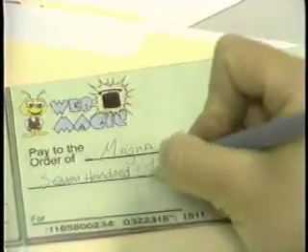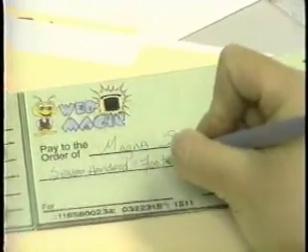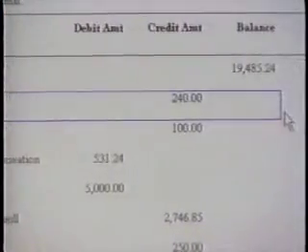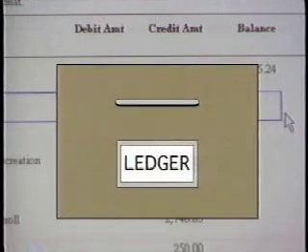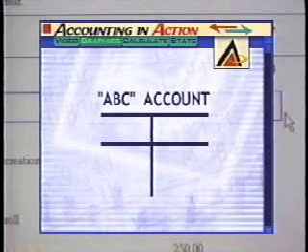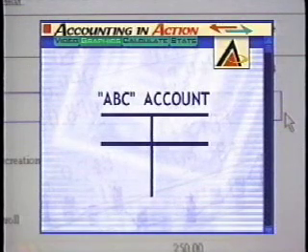To give a picture of the activity in a particular account, each transaction must be posted in the company ledger. Think of the ledger as a file drawer with pages. Each page is an account. To make analyzing transactions easier, accountants have developed a tool. It's called a T account and is nothing more than a simplified ledger page.